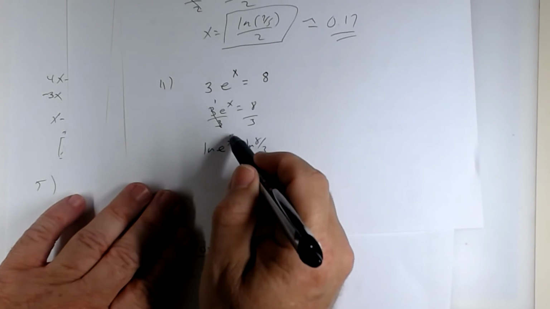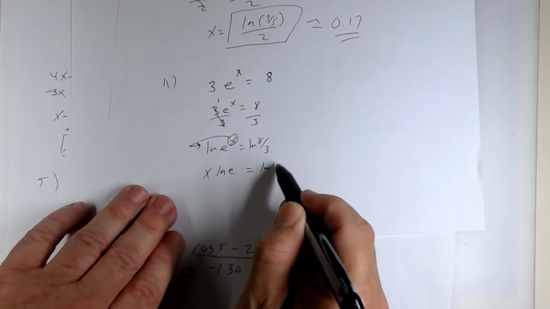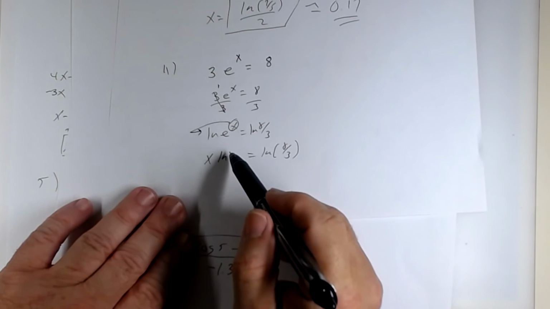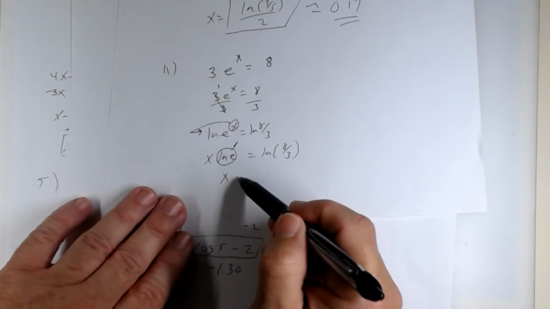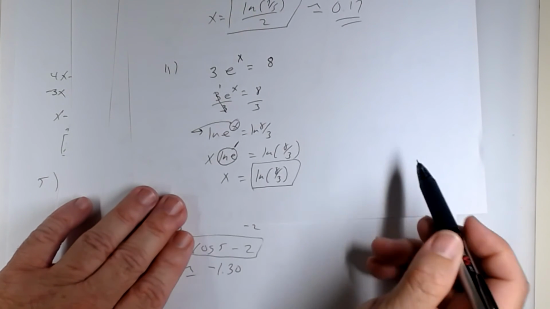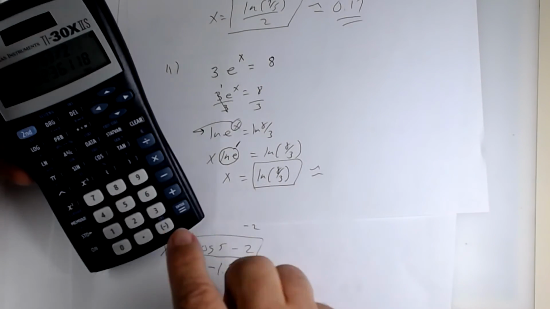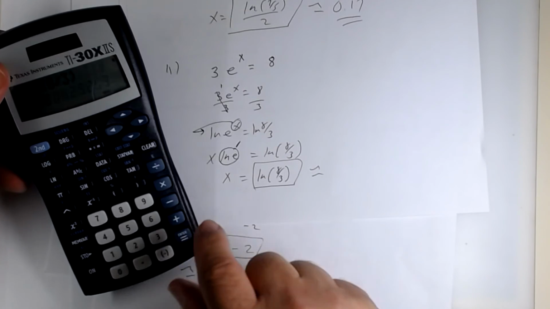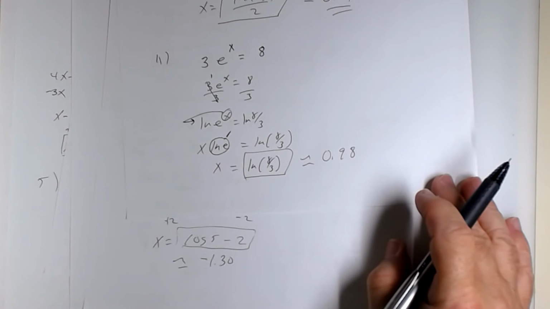So pull the exponent out in front. That's x times the natural log of e equals the natural log of 8/3. What's the next step? x times 1 is just x, and you already have x by itself. So what's the answer? That's what we're going to put in the first place. Then use your calculator to figure out what that's approximately equal to. So the natural log of 8 divided by 3, close, equal 0.98.